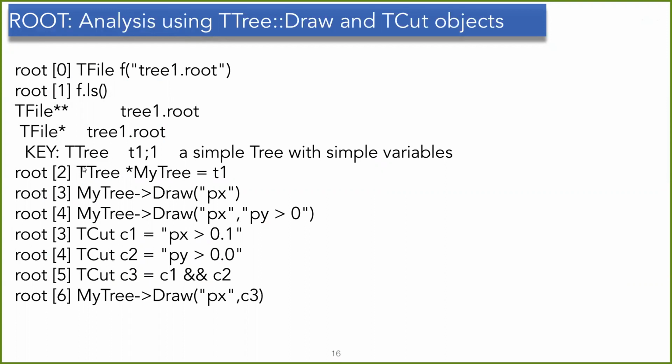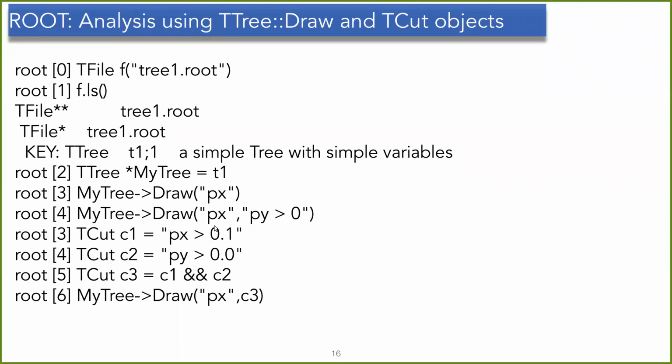Then you can give a pointer to your tree t1 by using TTree, and define this as my tree. Then you can draw any one of these branches of my tree. For example, if you want to draw the branch px, you can just directly do it by this Draw command. And you can also do it using some condition.